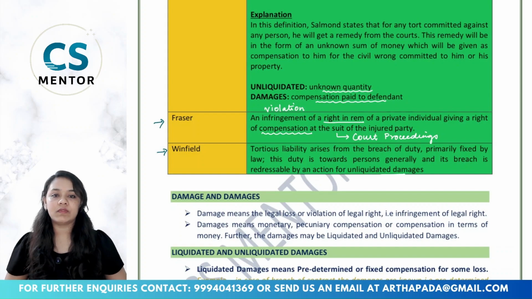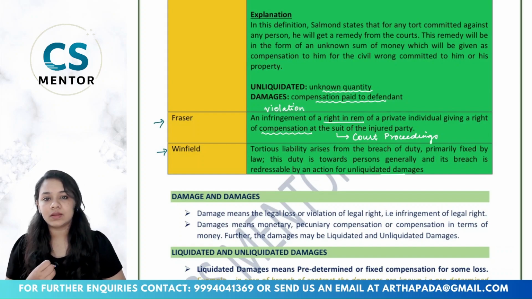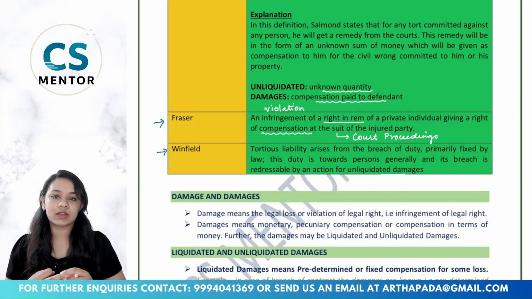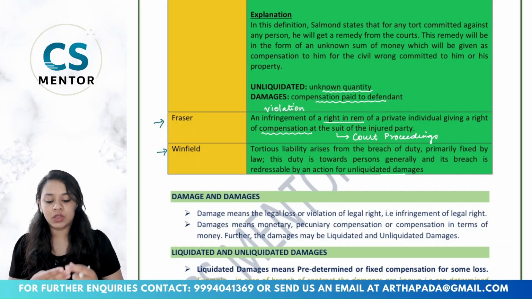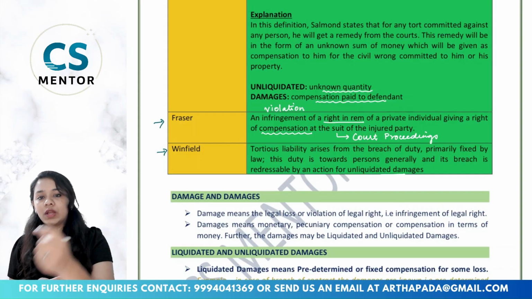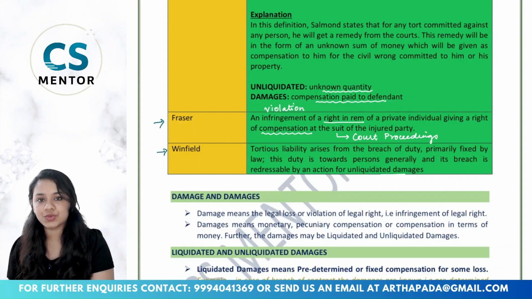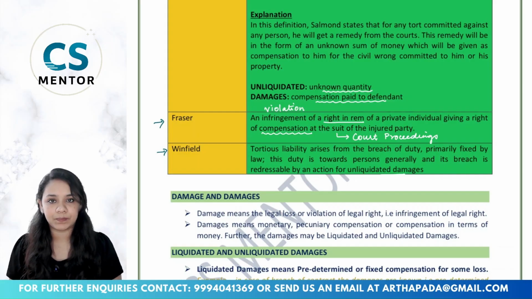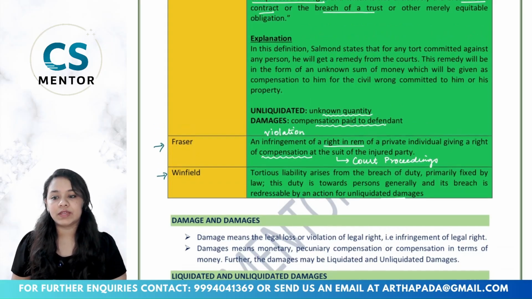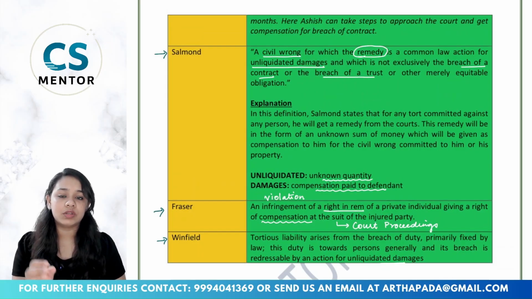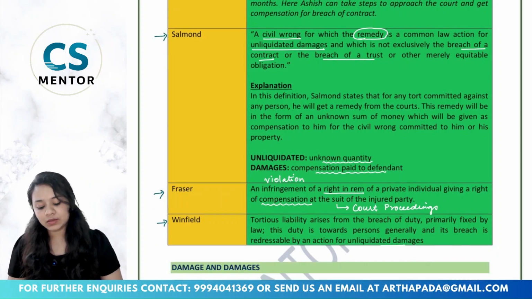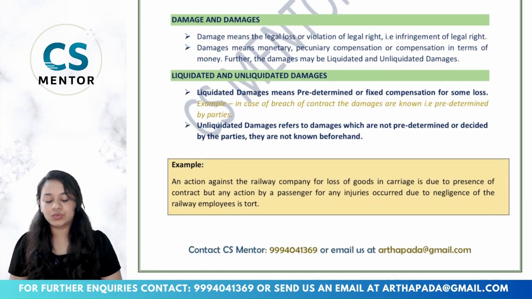So finally, what can we understand from this entire definition? That tort is a civil wrong, that it's an infringement of a right in rem, that the remedy in common law is an action for unliquidated damages. You cannot just go and demand unliquidated damages from the person. You will have to go to the court of law, institute a suit, and then only get compensation for the same. And finally, we can say that the tort does not include a breach of contract or a breach of trust. So if these three are clear, we'll move on to the remaining concepts.